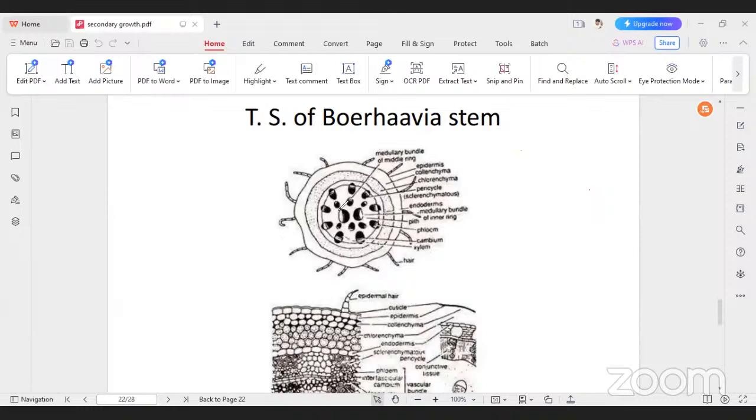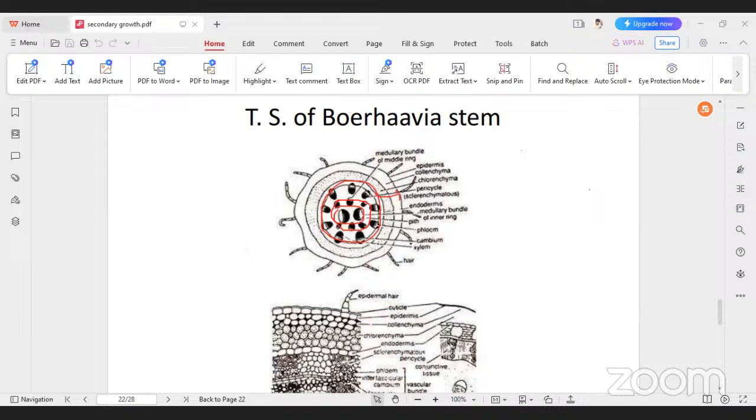So this is the medullary rings. This is the middle ring. This is the outer ring. But secondary growth occurs in the outer ring only. Secondary growth occurs in the outer ring only. Right? This is another abnormal character in the Boerhavia stem. Remember, in Boerhavia 3 rings are present. One ring is present inside the medulla region. That is the abnormal character.